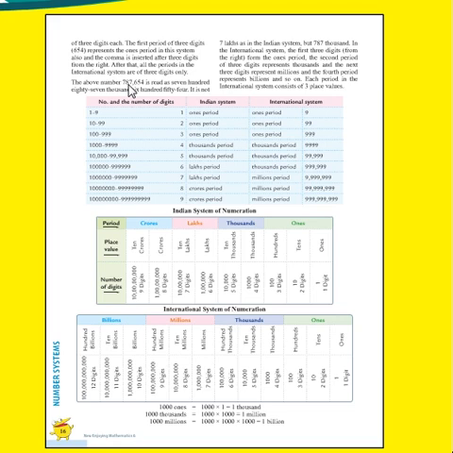Each period in the international system consists of 3 place values. Remember this, each period in the international system consists of 3 place values. Okay, I hope you understand. Thank you.